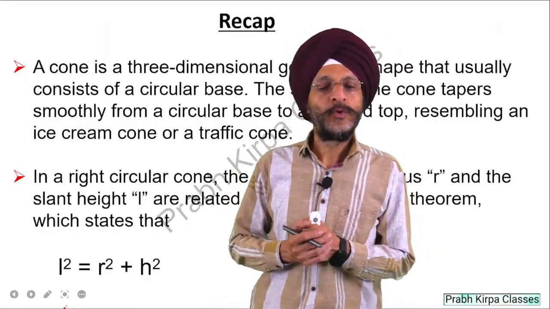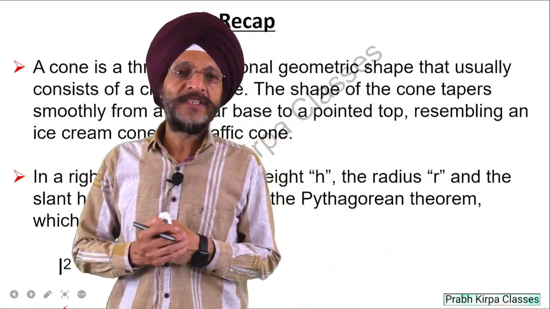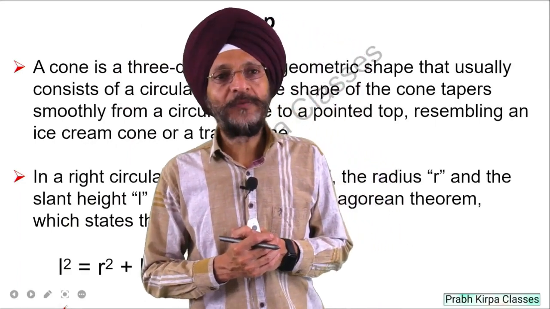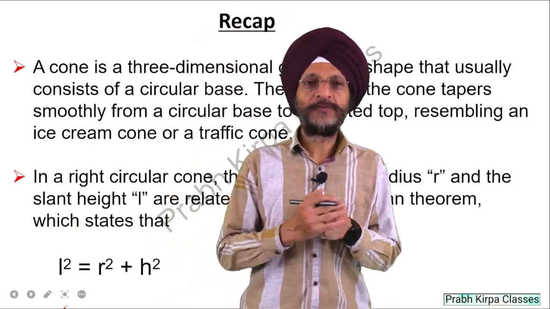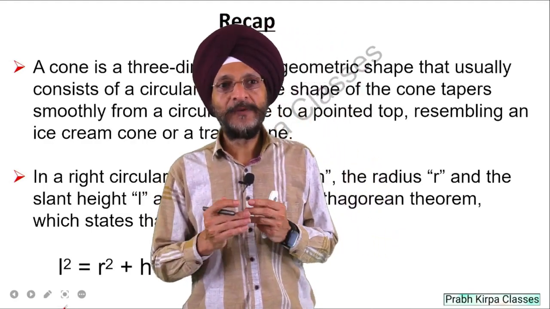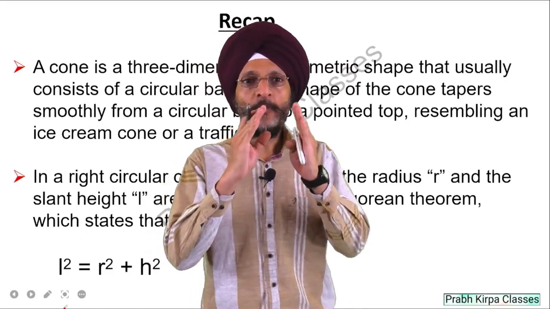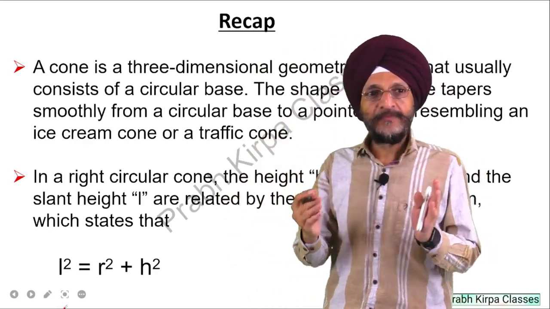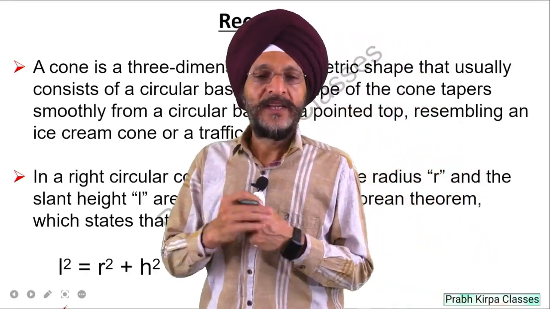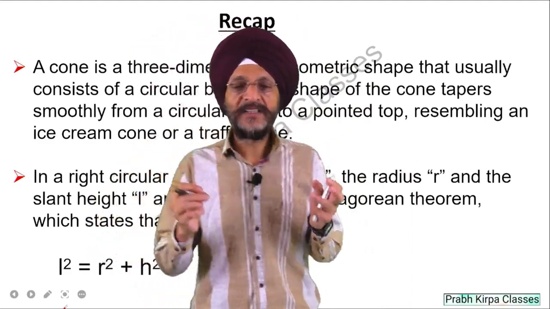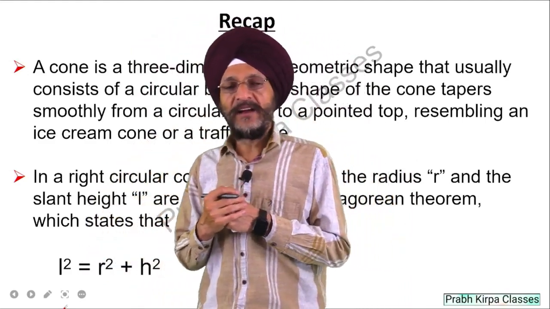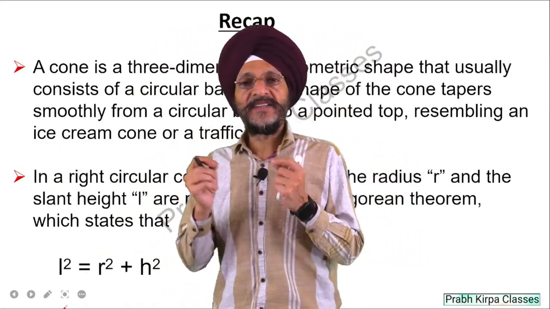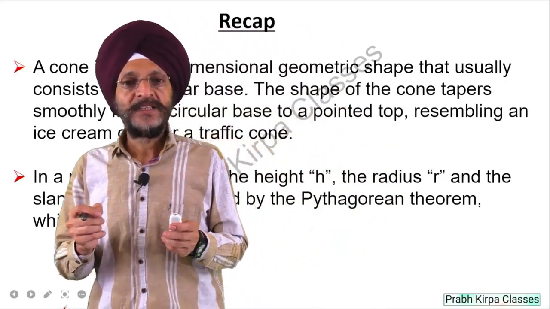Now we would like to conclude this course. A cone is a three-dimensional geometric shape that usually consists of a circular base. The shape of the cone tapers smoothly from a circular base to a pointed top, and a cone resembles an ice cream or a traffic cone. In a right circular cone, the height, the radius, and the slant height are related by Pythagorean theorem, which states that L square is equal to R square plus H square.